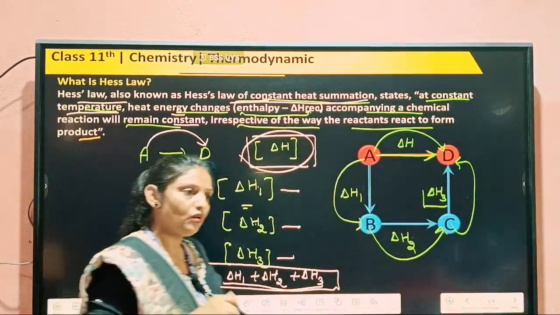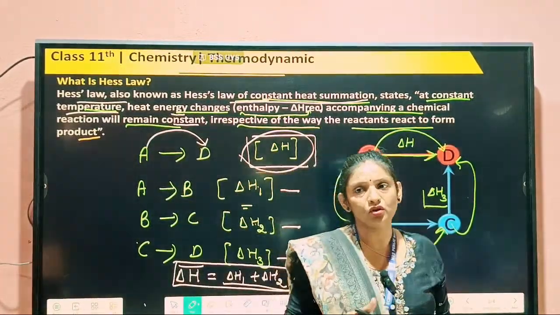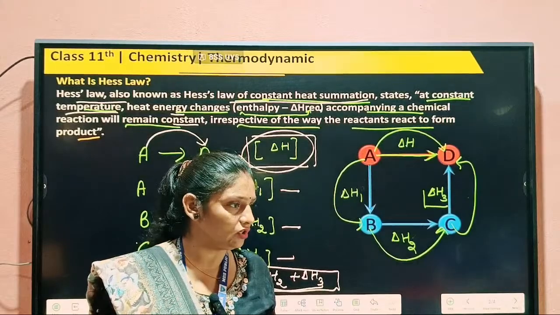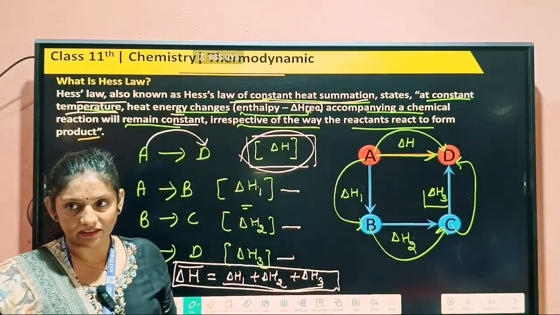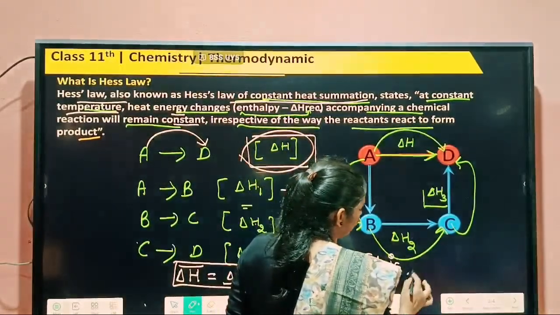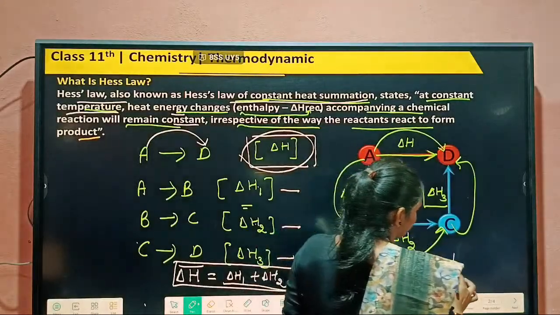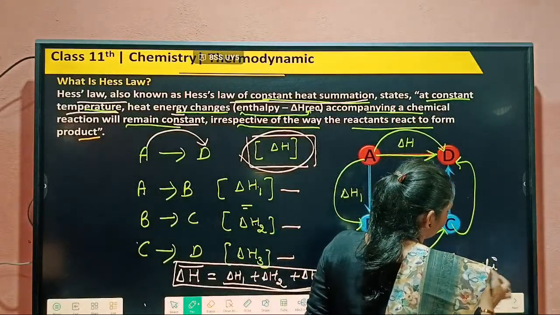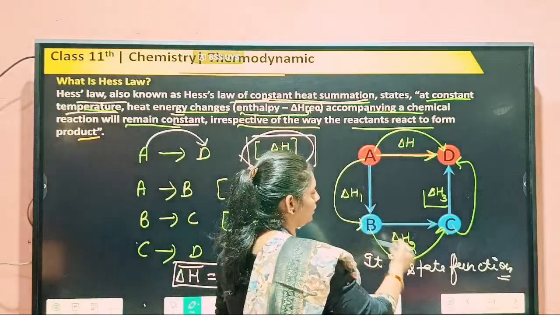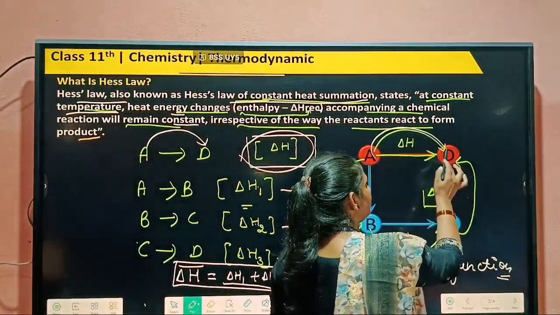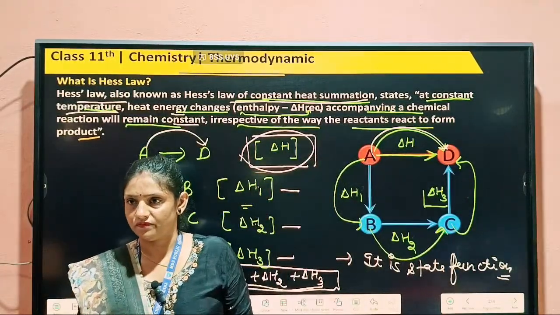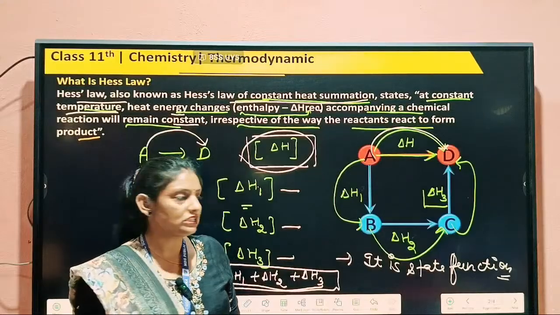It doesn't matter whether the reaction goes in more steps or in only one step. Clear or not? So students, can I say that it is a state function? It is a state function, because it does not depend on which path is followed. First it comes to B, then C to D, or directly A to D it reaches. Doesn't matter. Total enthalpy change will be constant. Clear or no? So this is Hess law.